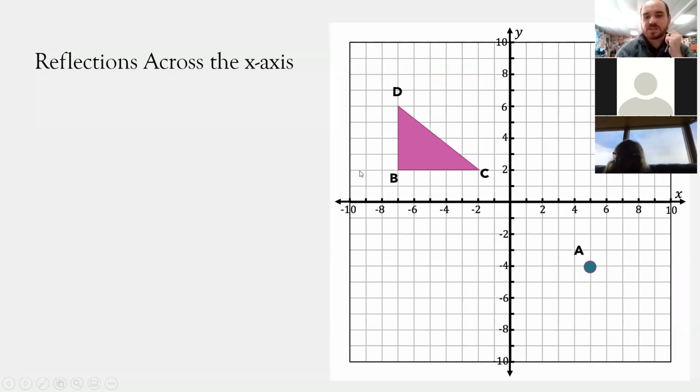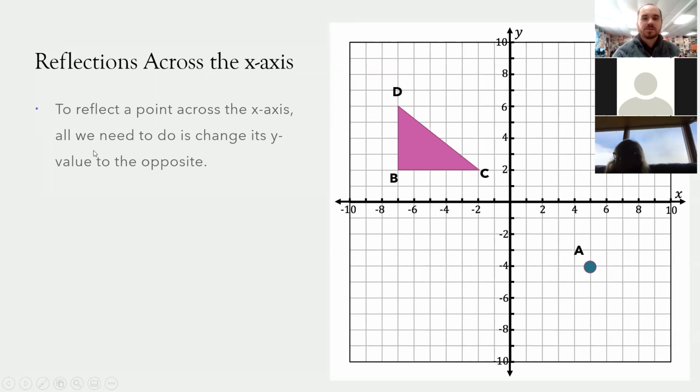we're going to start with reflections across the x-axis. And like we did on Thursday, we're going to start by looking at how to reflect a single point, and then we'll talk about how to reflect bigger shapes. So first of all, to reflect a point across the x-axis, all we need to do is change the y value to its opposite. So you can either write this first bit, or you can write this second part right here if you understand what that's actually telling you.